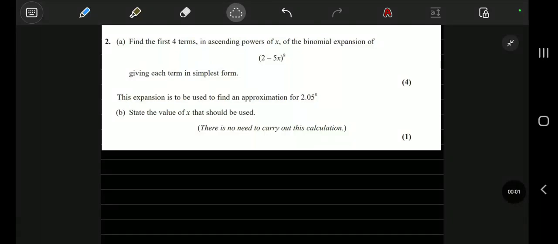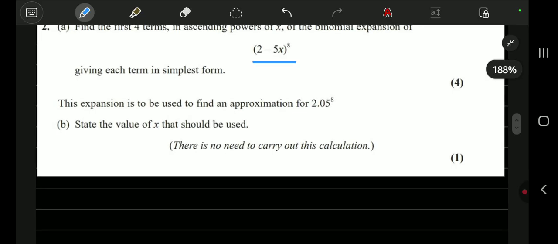Now question 2 says find the first 4 terms in ascending powers of x of the binomial expansion of this, giving each term in simplest form. Okay, and what is your expression given to be? 2 minus 5x to the power 8.